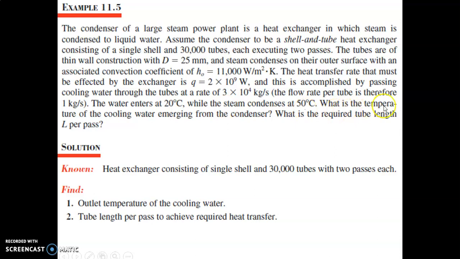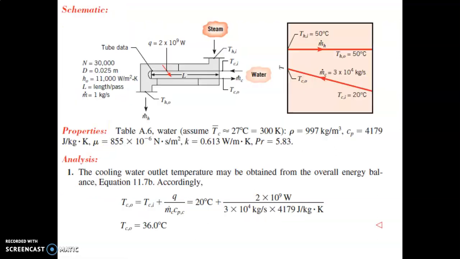Now, the question is looking for the temperature of the cooling water emerging from the condenser, and at the same time the required tube length per pass. The first one, the temperature of the cooling water, is needed because, as we mentioned earlier, we don't have anything for the hot side. The length L we can calculate from the area, since NTU equals the overall heat transfer coefficient multiplied by area over C_minimum. So according to this, we will start to solve the question.